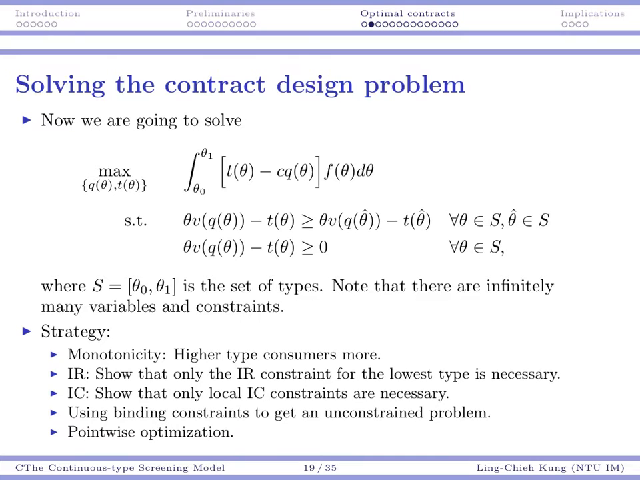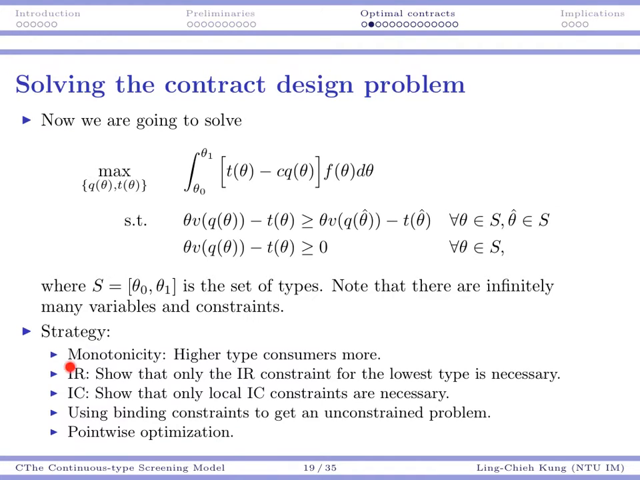Okay, so in some sense, even if you have taken courses like OR or basic optimization, this would seem to be very strange because you have infinitely many variables and infinitely many constraints. So I hope you are feeling excited now because you're going to solve a problem that in some sense is very complicated. Our strategy, however, is actually very similar to our strategy for solving the two-type problem.